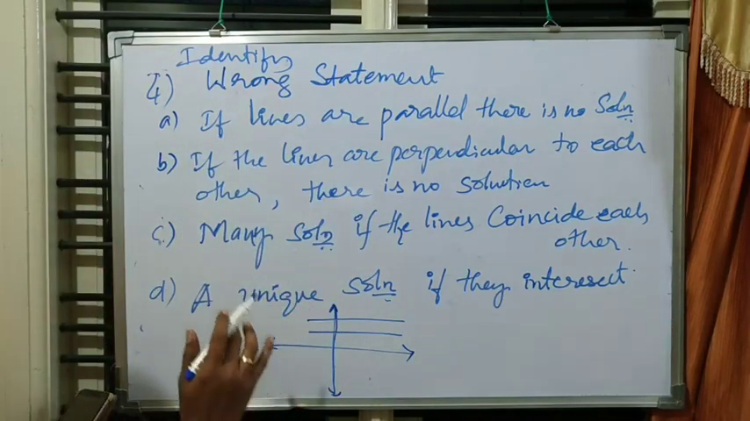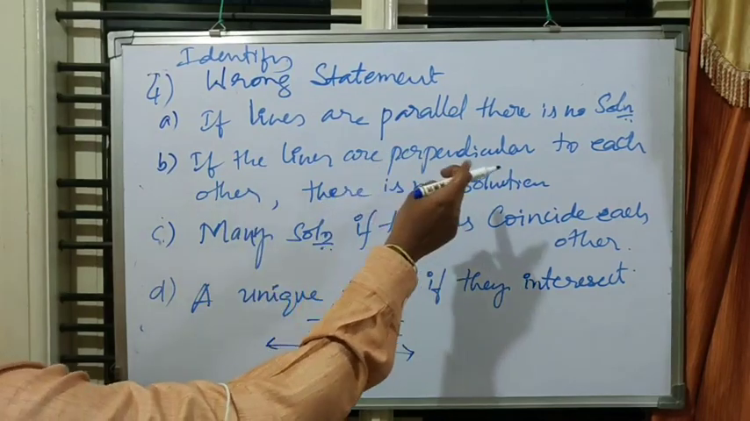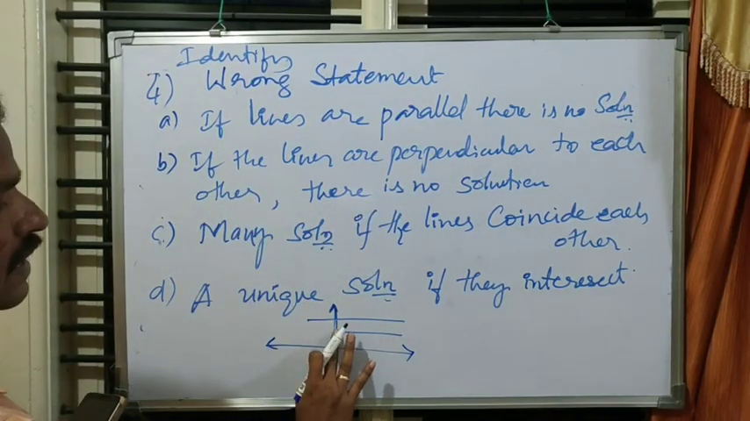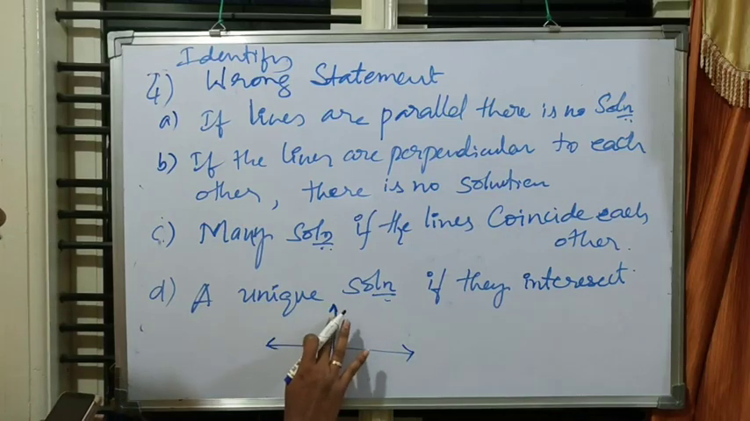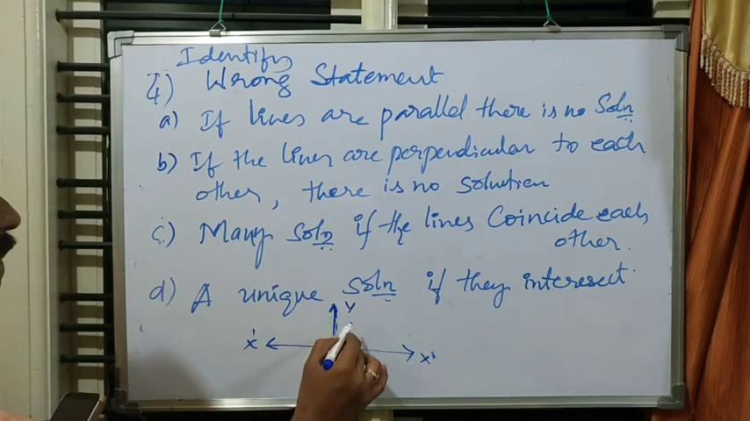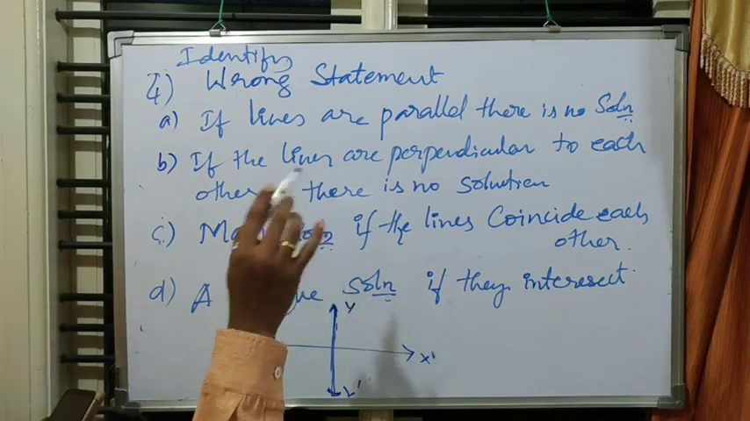Now let us come to the second statement. If the lines are perpendicular to each other there is no solution. Okay, the second statement is like this. See here, if lines are perpendicular then there is no solution, it is saying.